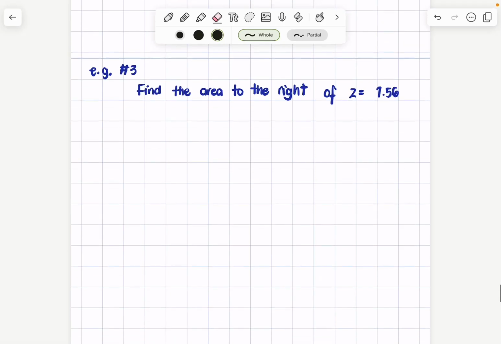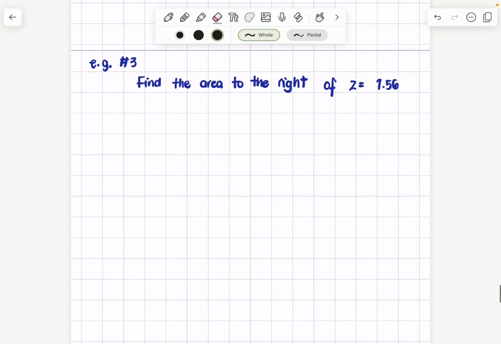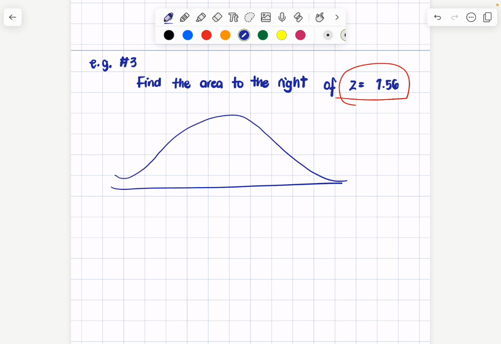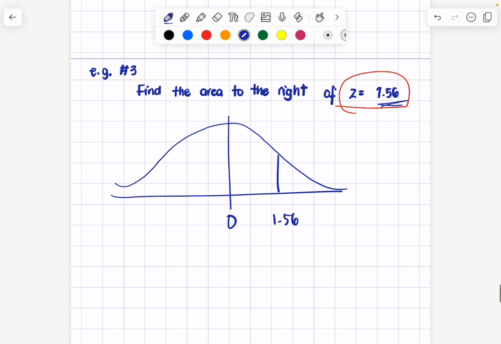Okay, next, let's have this very last example. Find the area to the right of z is equal to 1.56. Of course, as usual, draw your normal curve. Then, in the middle will be your mean, which is 0. And since this is positive, this will be to the right of 0. So, 1.56. Find the area to the right of z is equal to 1.56. So, you may try on your own, but mag-solve na po dayon ta diri.